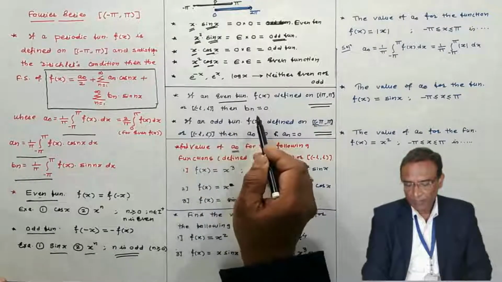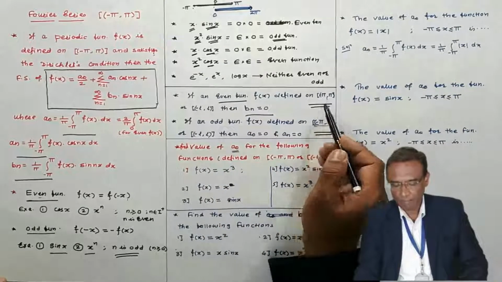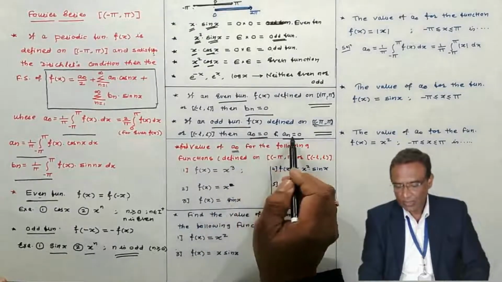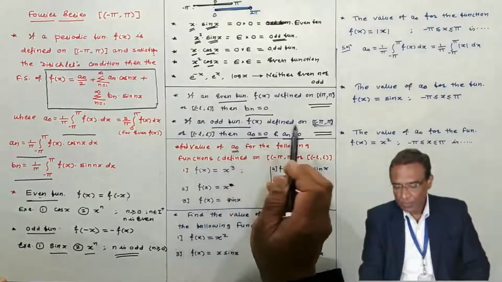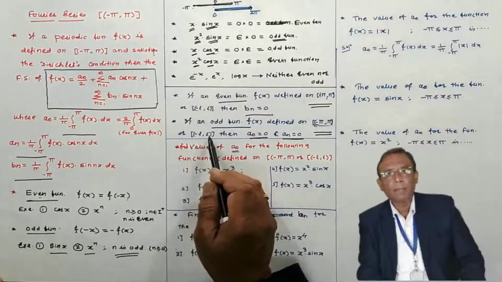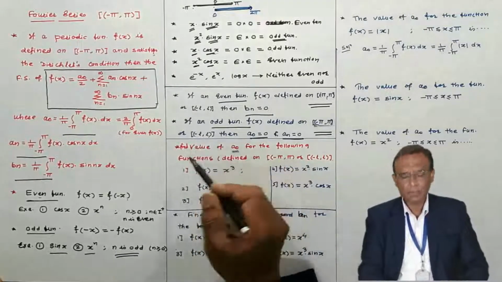For an even function, bn is 0, but it must be defined on this range. If a function is an odd function, a0 and an are 0. But the function must be defined on minus pi to pi or minus L to L. L is any arbitrary constant, a positive integer or any real number you can take.